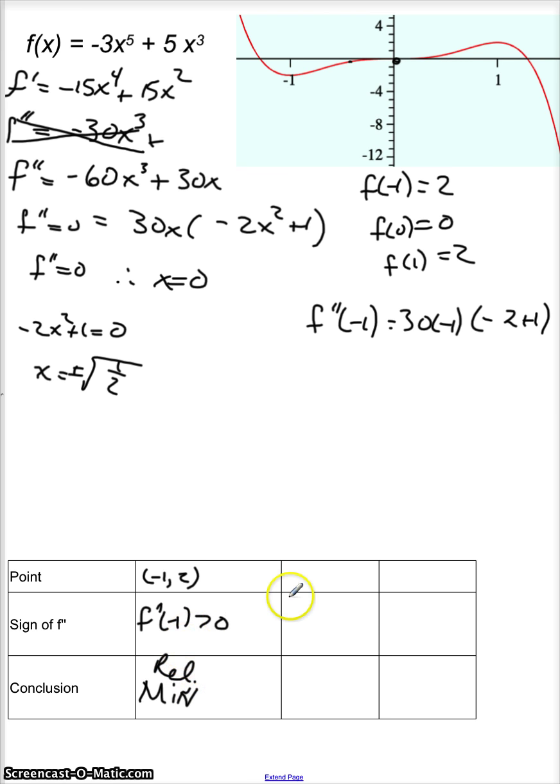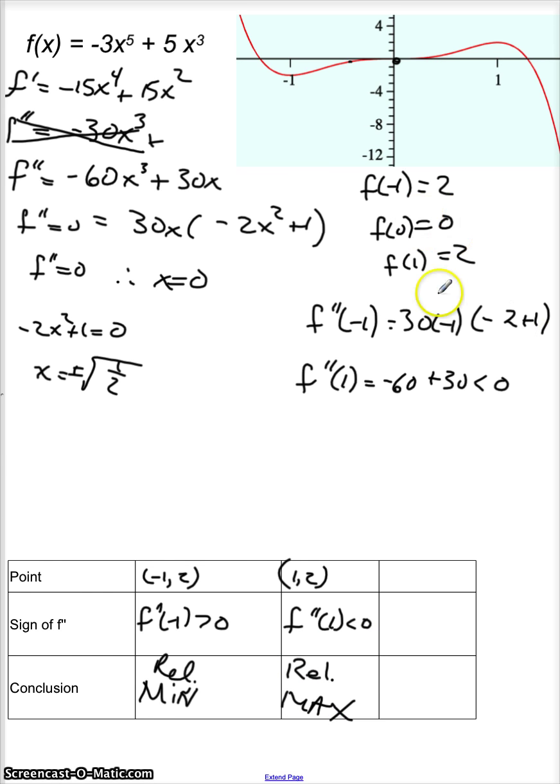All right. Let's look at f of 1. At f of 1, what is the second derivative? So let's look at the point 1, 2. The second derivative gives me negative 60 plus 30. This is negative. So f double prime of 1 is negative, so this is a relative max.